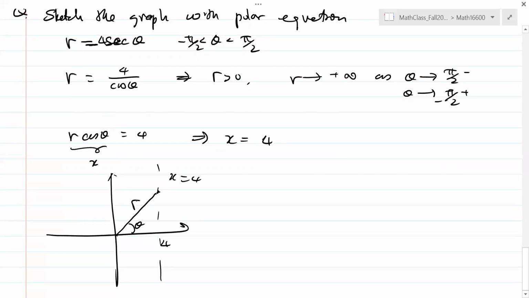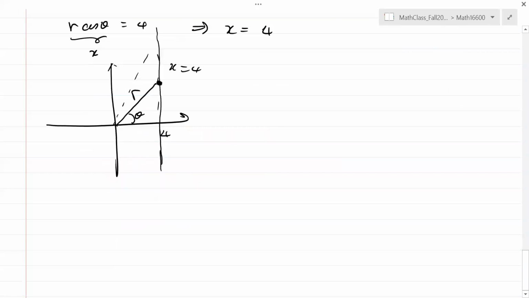So this polar equation, r equals 4 secant theta, actually describes a vertical line. Why? Because I modify the equation to get r times cosine theta equals 4. R times cosine theta is just the x coordinate of the point, so the x coordinate of the point must be equal to 4. Since r is getting longer and longer, you should get the whole line. The graph is only here, vertical.